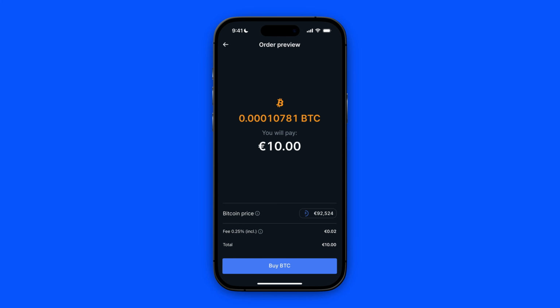And right now you can see down below the price that you are buying Bitcoin for. This will refresh every 6 seconds. So if you are ready and everything is okay, then you're going to click on Buy BTC.